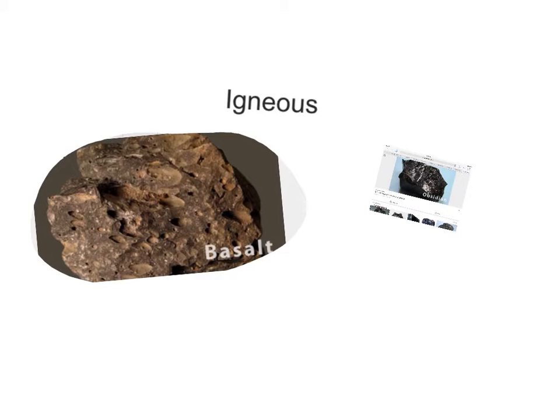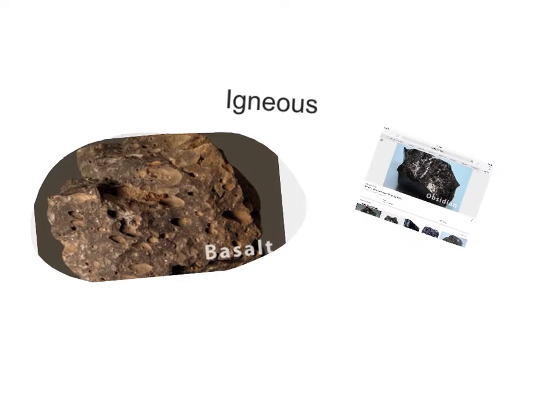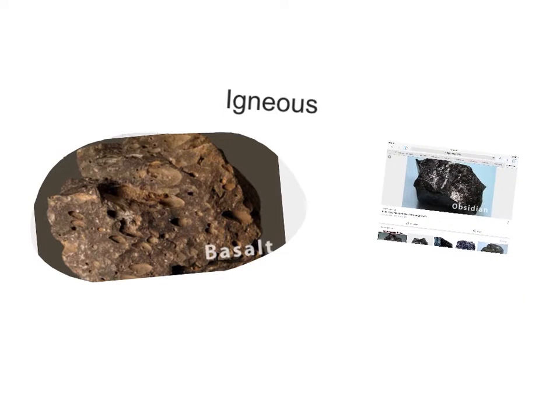This is basalt. Basalt has a spongy type of texture, sort of coolish, and it's porous, unlike obsidian. So that's the difference between obsidian and basalt, although they came from the same place.